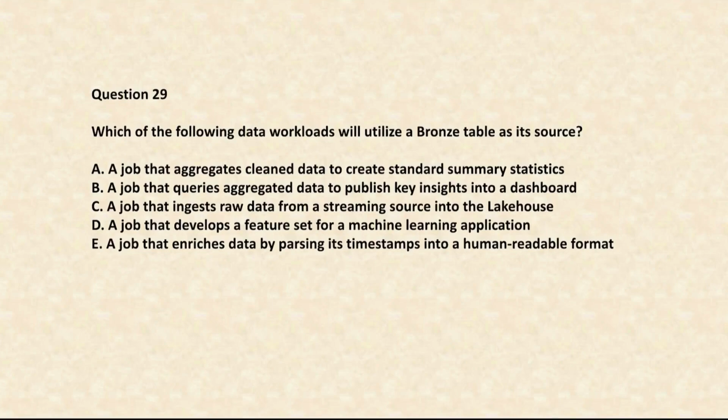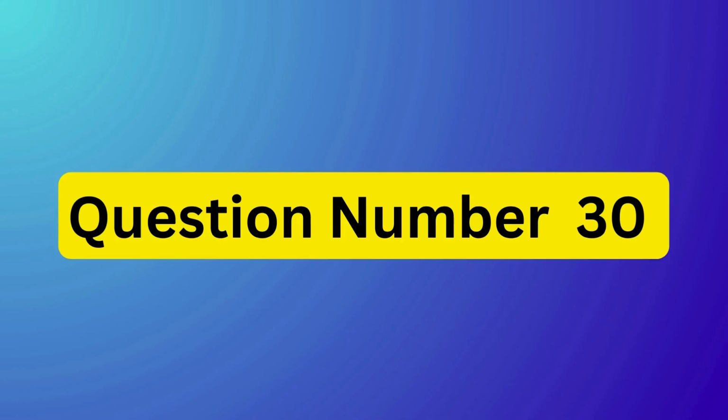Which utilizes a bronze table as its source? A job that aggregates clean data doesn't fit, since bronze is the source and it doesn't have the aggregated clean data. A job that ingests raw data from the streaming source into the lakehouse? No, it is not, because bronze is not the source of it; it's the batch or the streaming. A job that develops a feature set of a machine learning application is done on top of the gold layer. A job that enriches data by parsing its timestamp into a human readable format: yes, it parses the timestamp, converts it into a human readable format, and then stores it into the silver table. Let's move on to the next one.